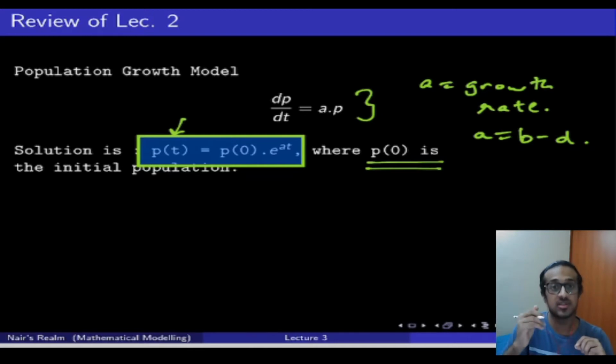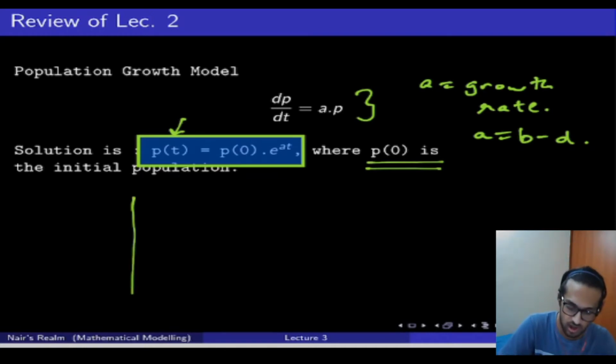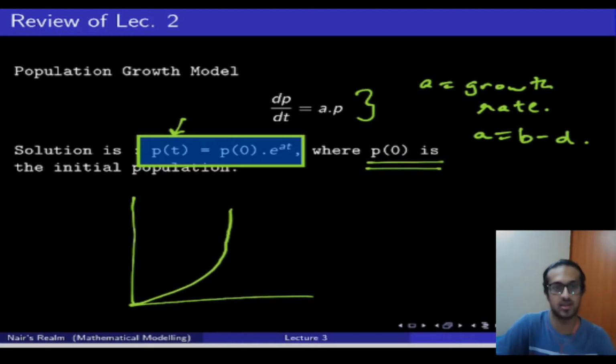Now we discussed that this is a deterministic and continuous differential equation model. And we also saw that the graph roughly looks like this. That is exponential. The growth is exponential, if this is time and this is the population.